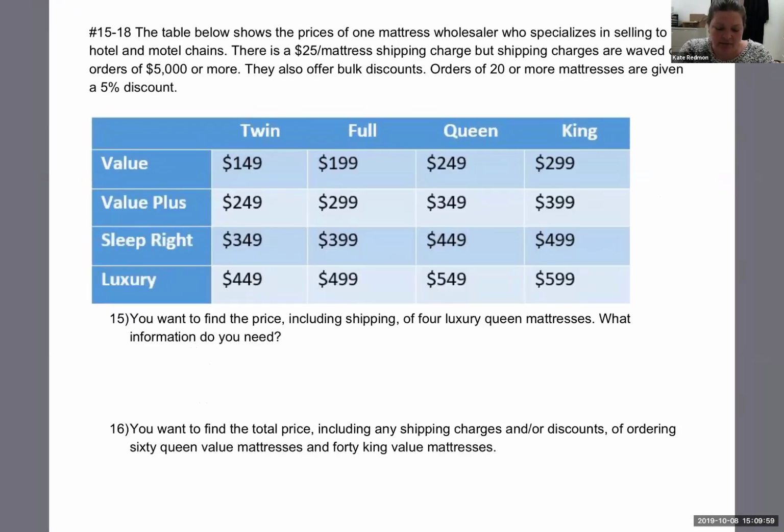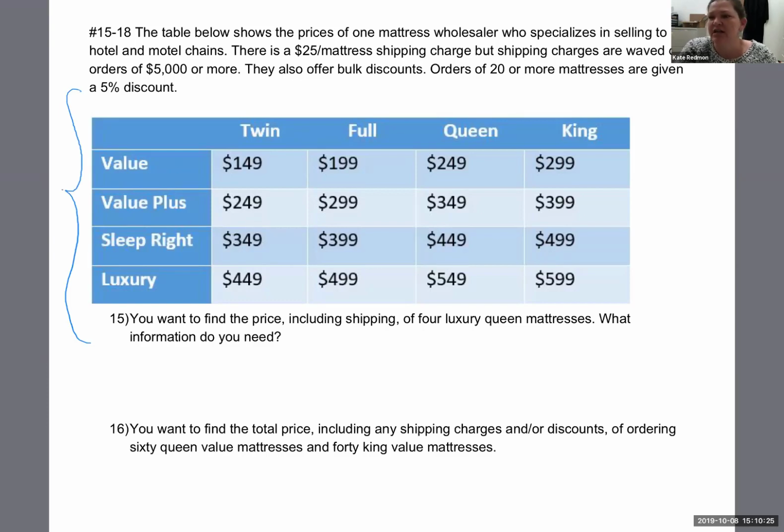It says the table below shows the prices of one mattress wholesaler who specializes in selling to hotel and motel chains. There is a $25 per mattress shipping charge, but shipping charges are waived on orders of $5,000 or more. They also offer bulk discounts. Orders of 20 or more mattresses are given a 5% discount. And then I have this whole gross table.